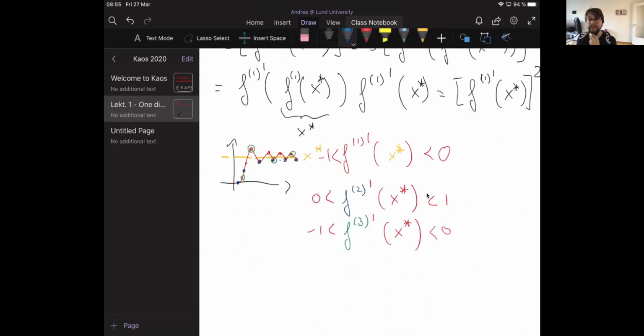Do you have any question regarding this part? I've opened the chat.